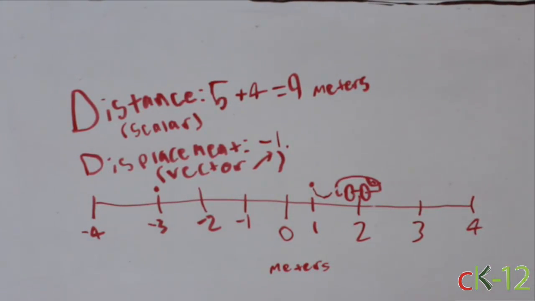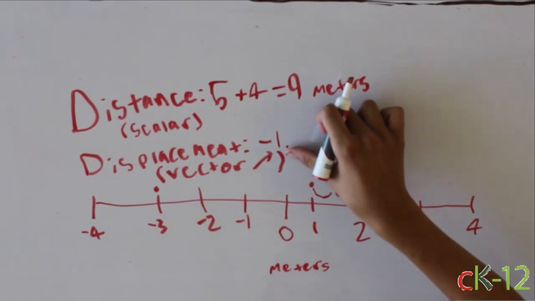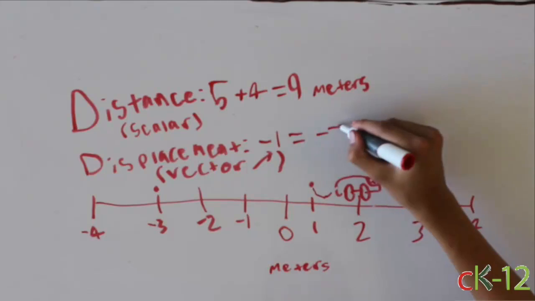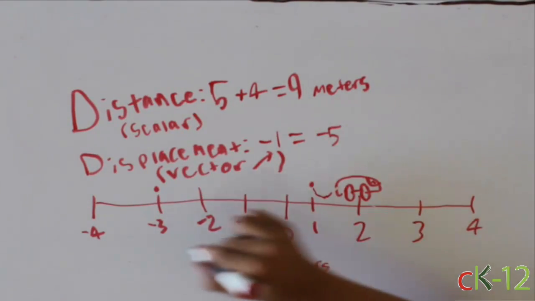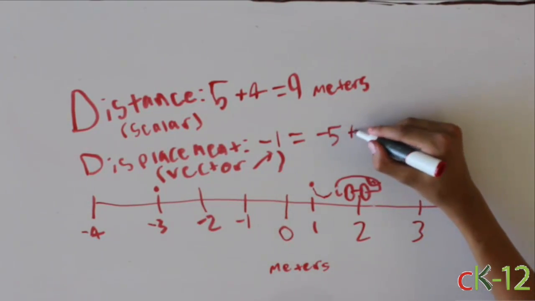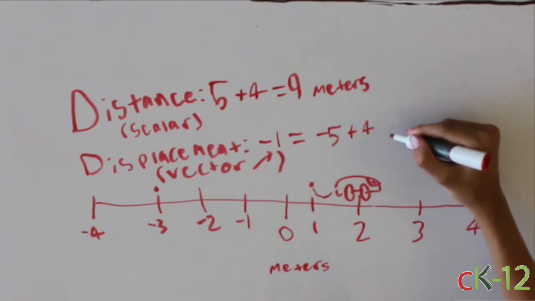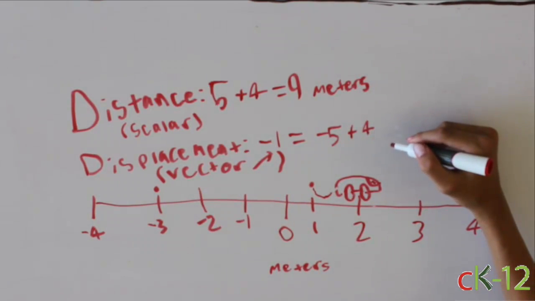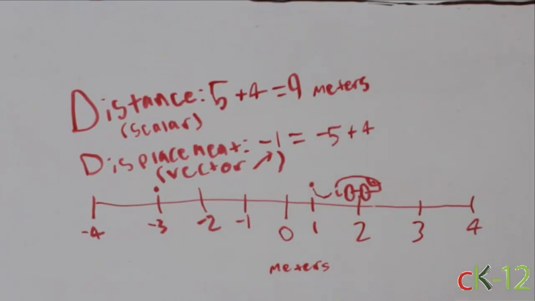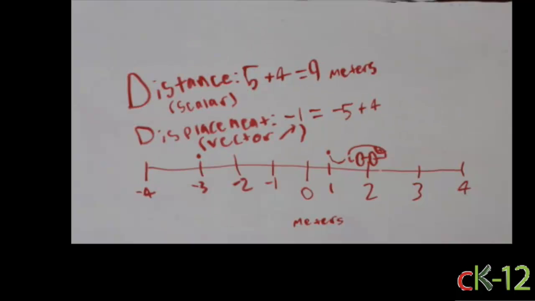You can also calculate the displacement by adding all of the displacements along the way. The car initially moves 5 meters in the negative direction, so its displacement is -5 meters. Then it moves 4 meters in the positive direction, so +4 is its displacement. And its total displacement is the sum of those two, which is -1 meters.